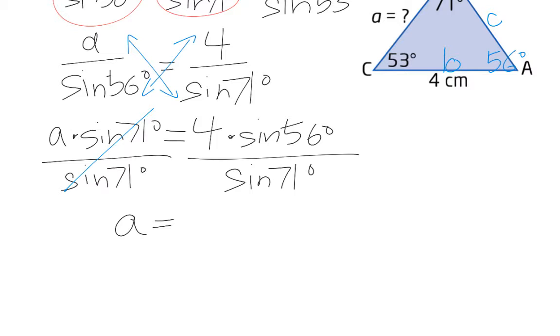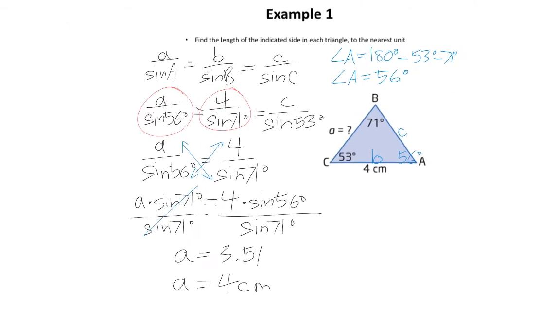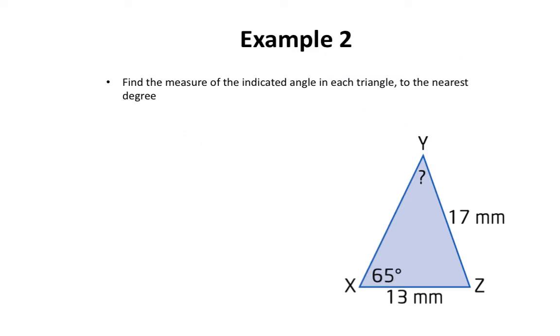Now, you can always enter this one at a time, but I'm going to enter it all at once into my calculator. This is approximately equal to 3.51. And since the question specifies that it wants it rounded to the nearest unit, this would just be about 4 centimeters. Therefore, using the sine law, we've just discovered the side length of A to be 4 centimeters.